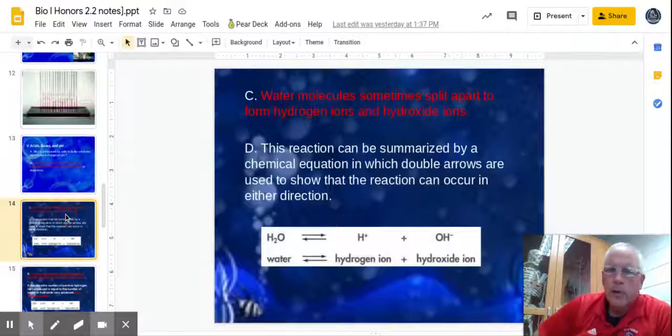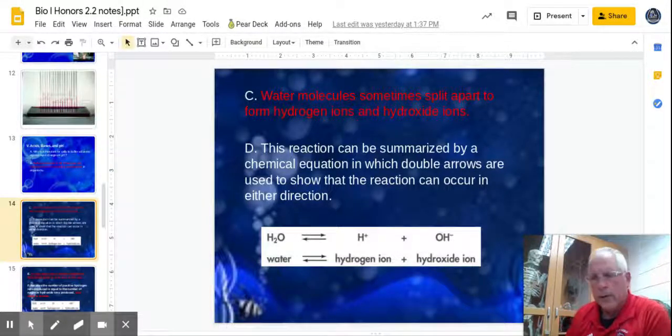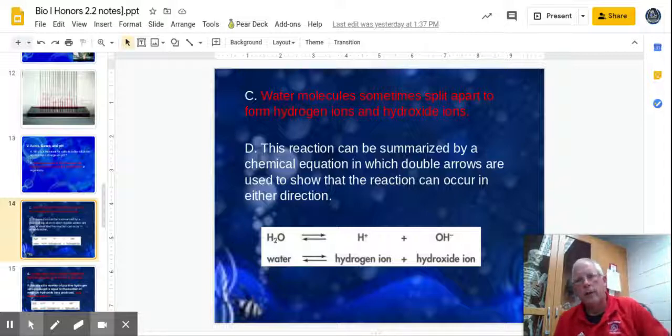Water splits apart into two things. You've got H2O, which is basically hydrogen and hydroxide. The hydrogen is the H plus on this screen, and the OH negative is the hydroxide. You can see the arrows go both directions, which means it's a reversible reaction. That's what you find when water splits, and we can also put water back together.